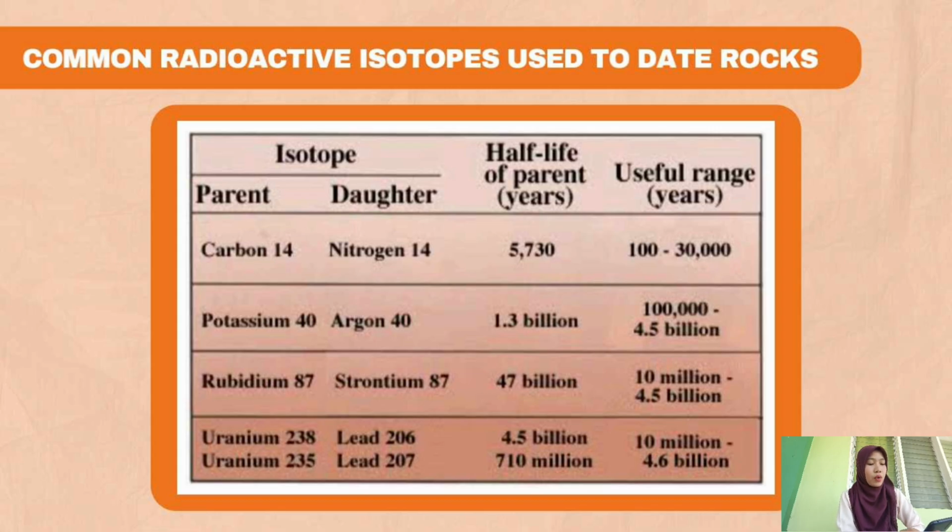Okay, so ang half-life niya, the equivalent half-life is, in carbon-14, we have 5,730. And in potassium-40, we have 1.3 billion. And in rubidium-87, we have 47 billion. And uranium-238 is 4.5 billion. And uranium-235, we have 710 million. So remember, this half-life is really useful to determine the age of rocks.